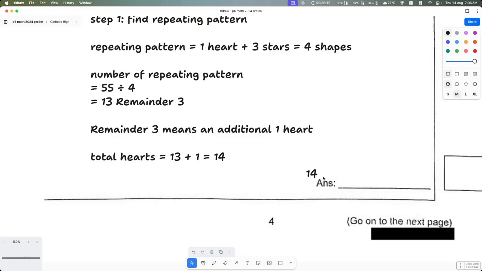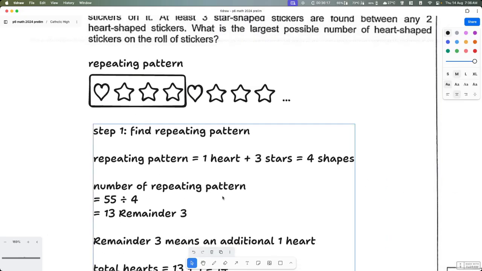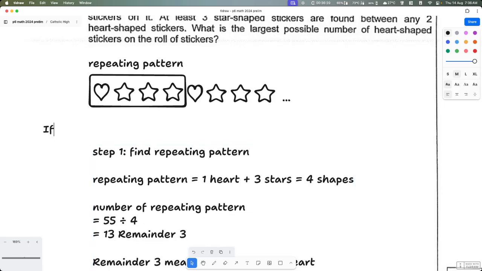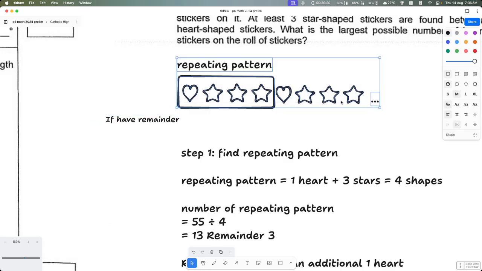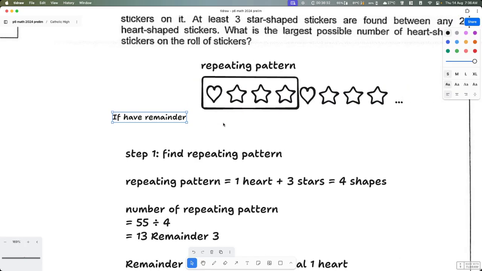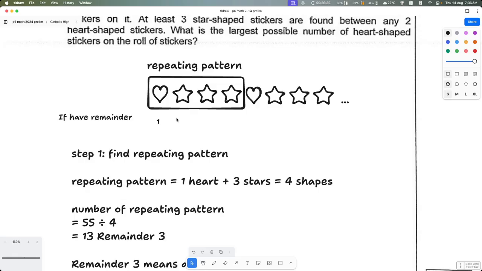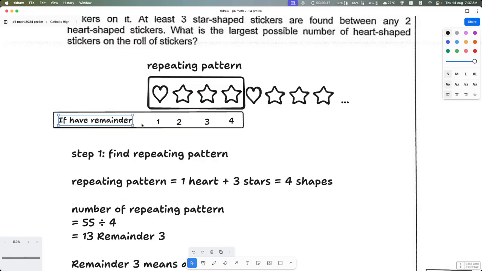If you have a remainder, I'm going to put it small like this. So this is 1, this is 2, this is 3, this is 4. So if you have a remainder like this, hopefully this makes sense. Let's move on to the next question.